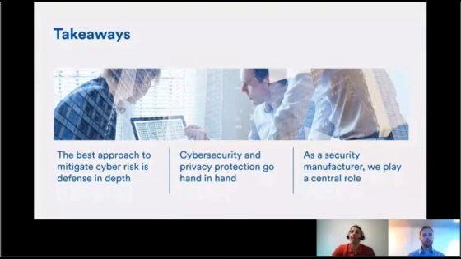So here are the three main takeaways of this presentation. The best approach to mitigate cyber risk is a defense in depth strategy, so having multiple layers of defense to make sure to catch as many threats as possible. Cybersecurity and privacy protection go hand in hand. And as a security manufacturer, we try to play a central role in securing the deployments of our customers and the industry, and play a role in education as well.